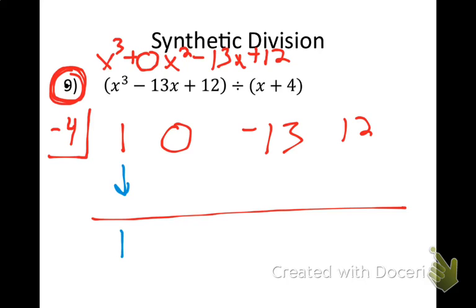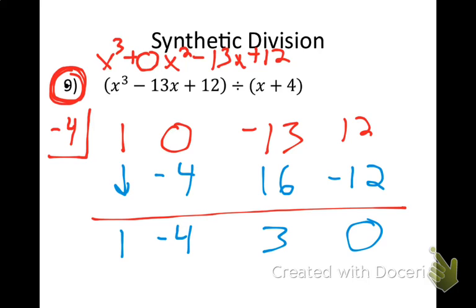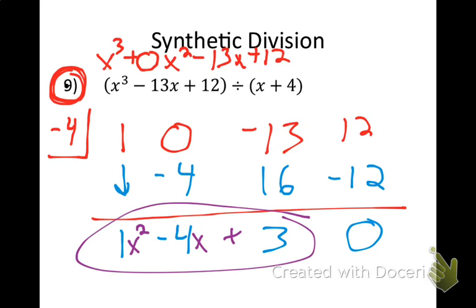So I bring down the 1, multiply, negative 4. Multiply, I get 16. Then I get negative 12. If I end up with a 0 out there, what does that mean? No remainder. Nice job, man. And then I fill in my x's. If I start with x cubed, my answer is going to start with x squared minus 4x plus 3. That'd be my answer right there.